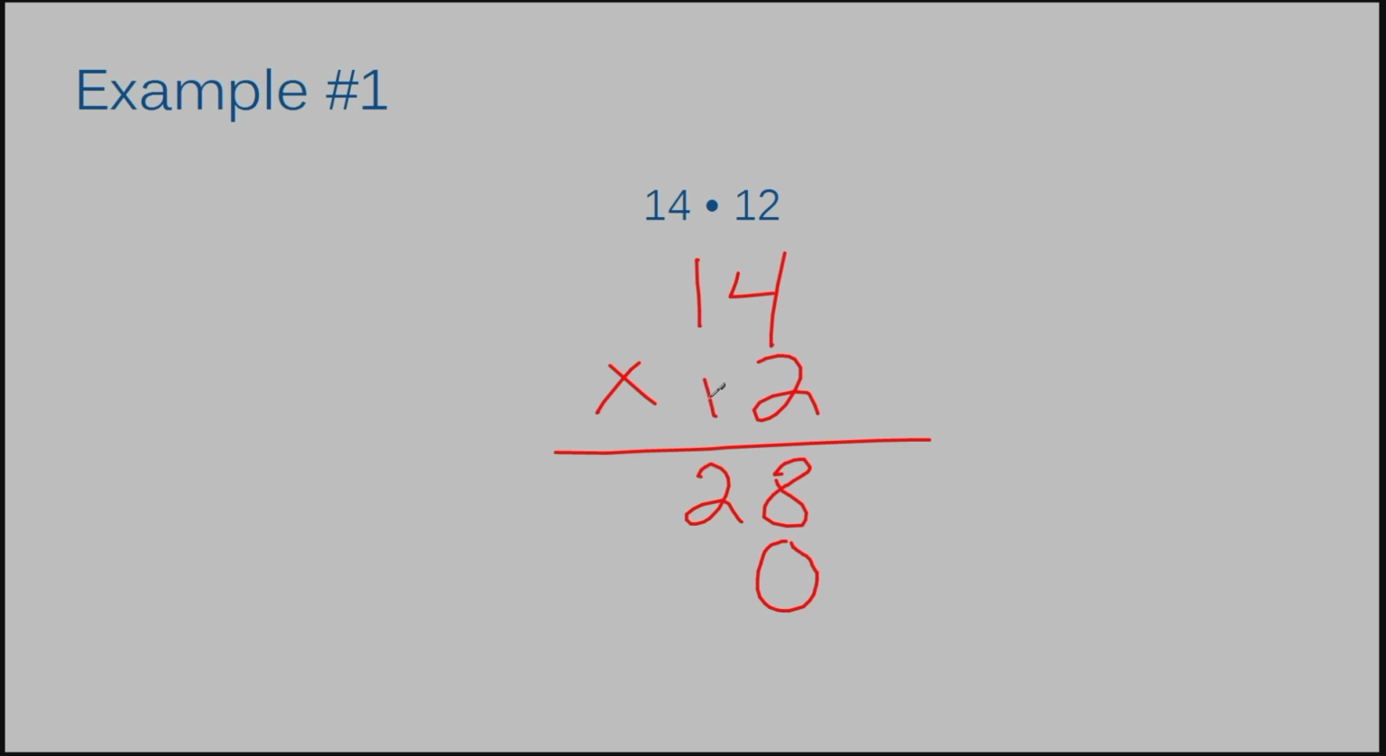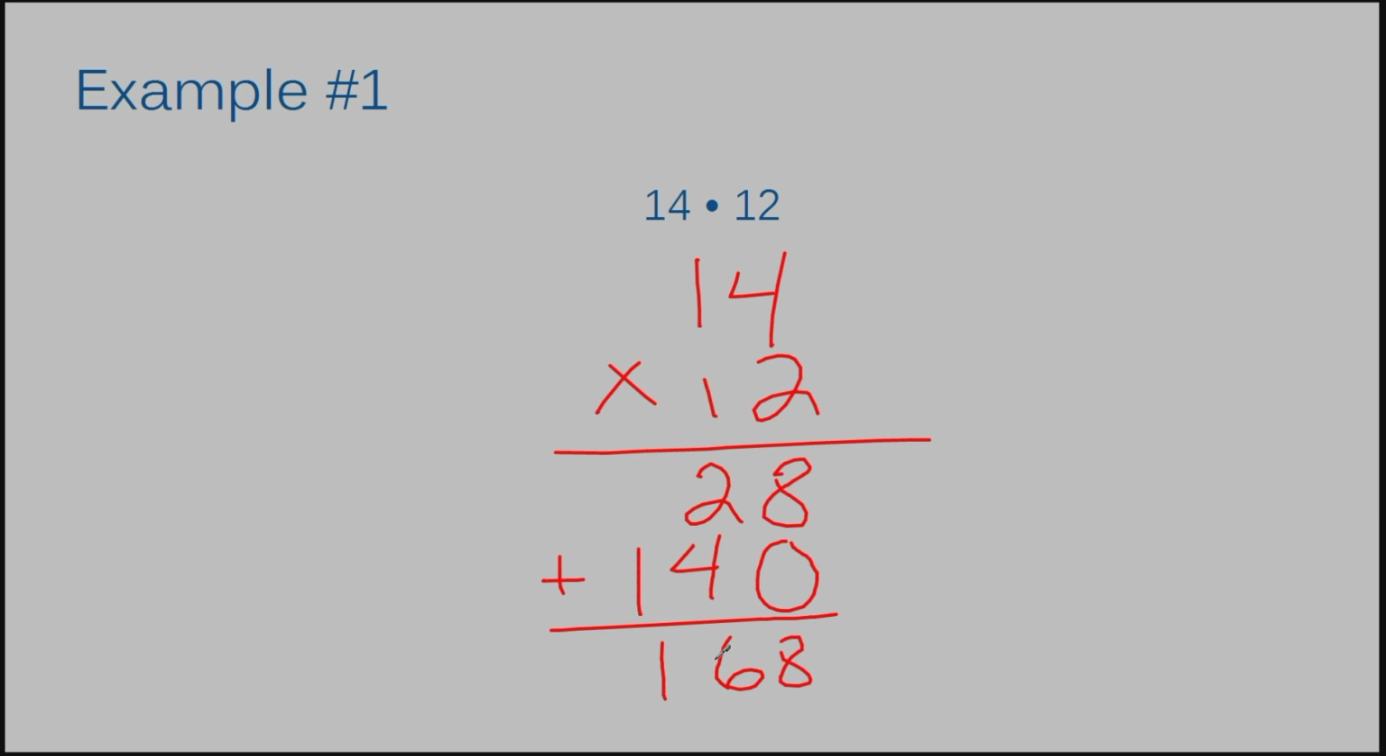I'm going to take this 1 and I go in the same order that I went in before. I'm going to multiply it with the 4 first. So 1 times 4 is 4. I'm going to take the 1 again and multiply directly above it. I have 1 times 1, and that's 1. Now I'm going to add these two numbers that I've created. 8 plus 0 is 8. 2 plus 4 is 6. And nothing plus 1 is 1. So my answer to example number 1 is 168.